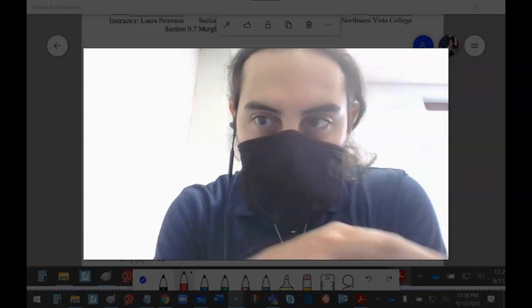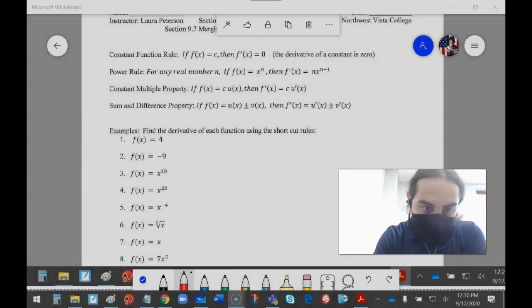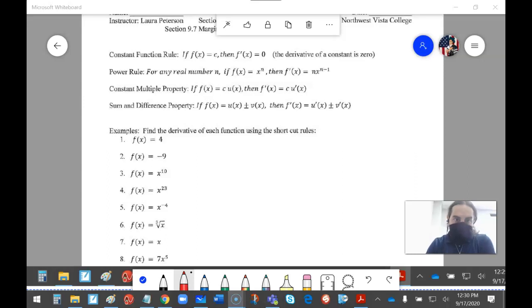All right, I'll show you how to do a couple of these problems real quick. Let's minimize me here. Okay, the first thing is the constant function rule. If you look right here, you see that little apostrophe. That means you're doing a derivative. So anytime you have a constant, which basically just means a number, the derivative of that constant is going to be 0. So, for example, number 1, f of x equals 4.